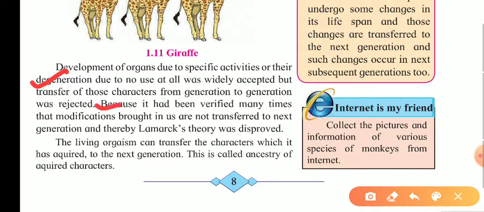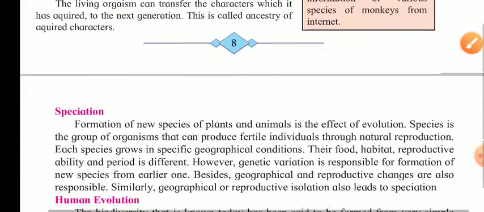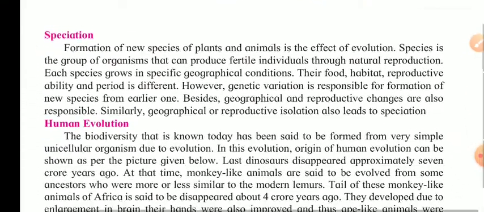And further, it had been verified many times that modifications acquired in organisms are not transferred to the next generation, and thereby Lamarck's theory was disproved. So this was the reason why Lamarck's theory was disproved.